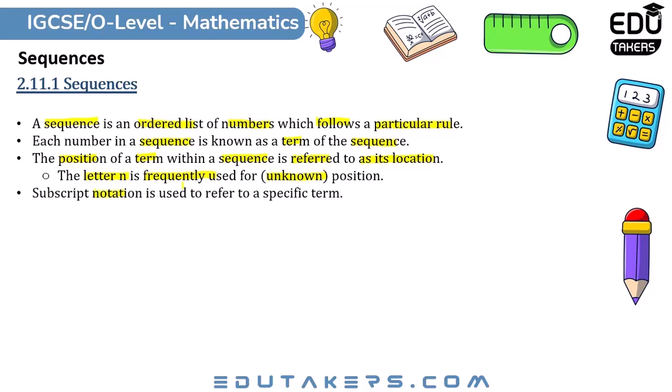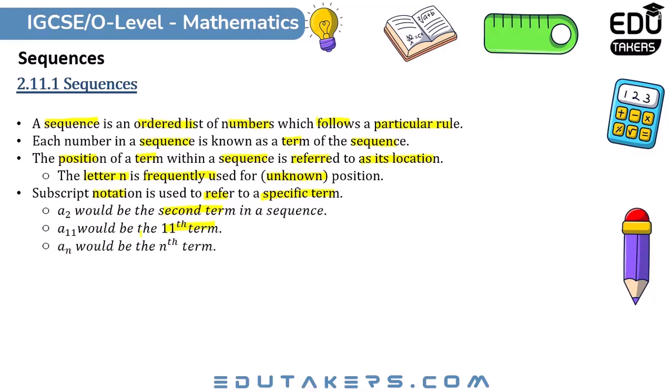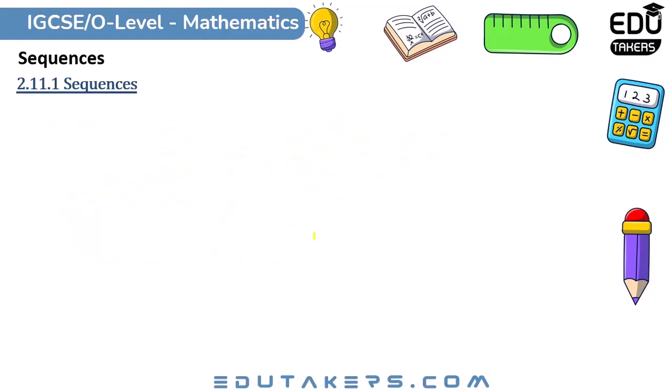Subscript notation is used to refer to a specific term. A2 would be the second term in a sequence. A11 would be the 11th term. An would be the nth term. There are some useful rules to work with sequences.